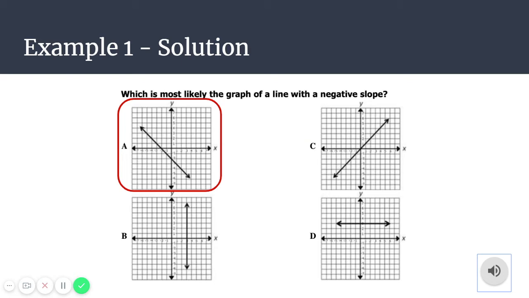So remember a few weeks ago when we were talking about scatter plots, I'm getting my weeks all confused these days, as I'm sure you guys are too. When we were talking about scatter plots, this would look like a negative correlation, right? So as one thing is increasing, the other thing is decreasing. So that is going down, like you're going down a hill. So A, again, is your answer choice for example 1.